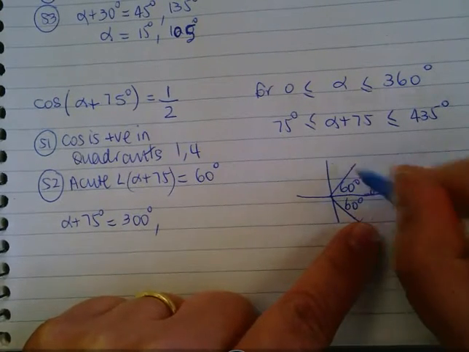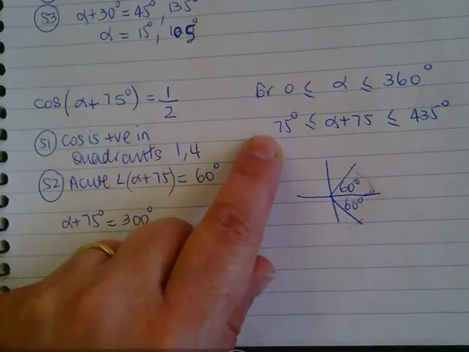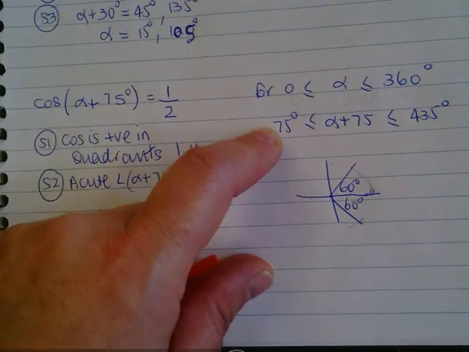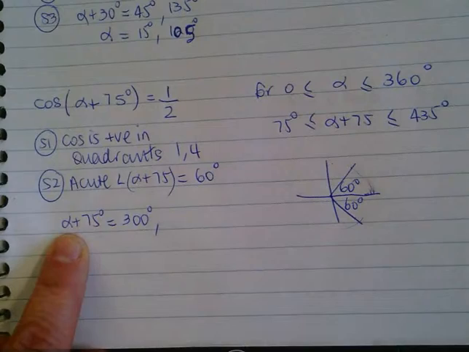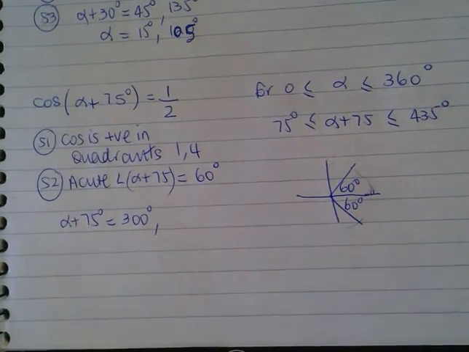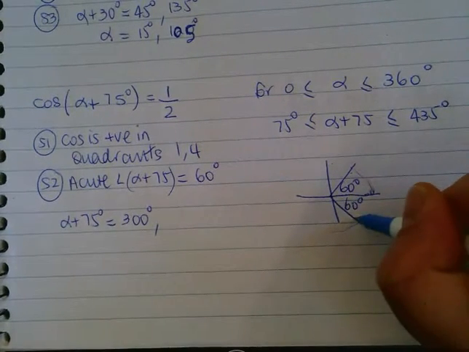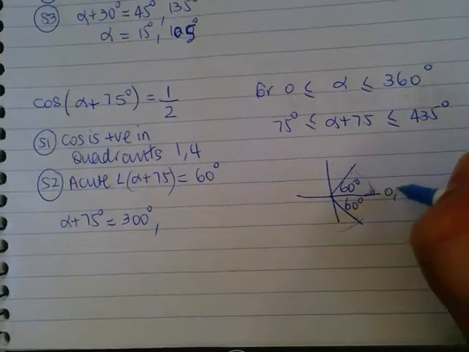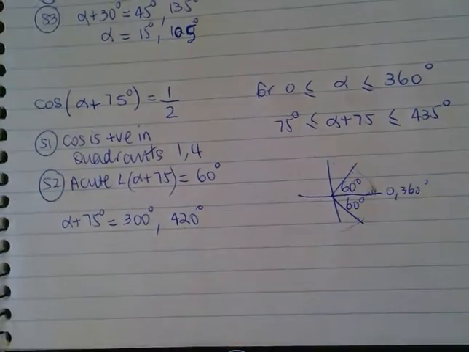So you're actually not supposed to start from 0, but if you want, you can. But if you get anything before 75, you are not to write it down. Do you understand? All your solutions on this row of alpha plus 75 must lie between 75 and 435. Now, you have to check all the way up to 435. So 60, not allowed. 300, allowed. I'm back to 360. What's the next one? 420, and that fits. Do you get it?